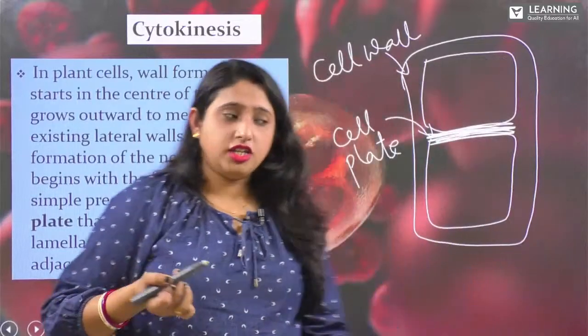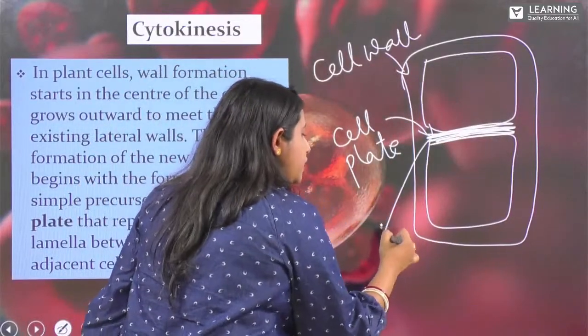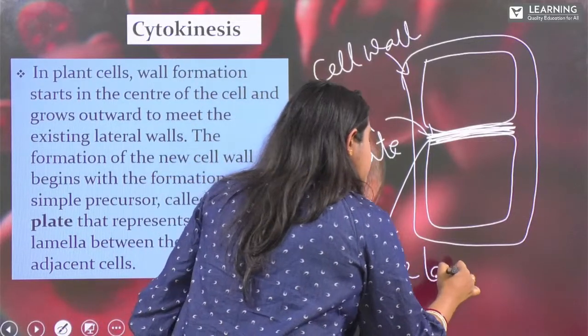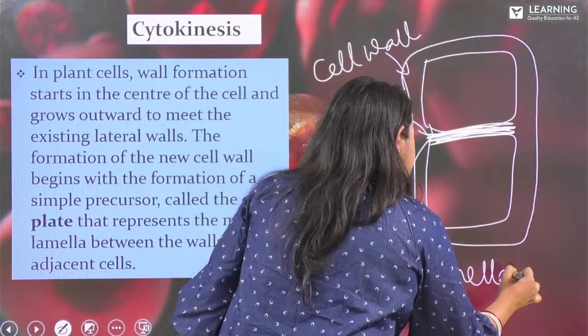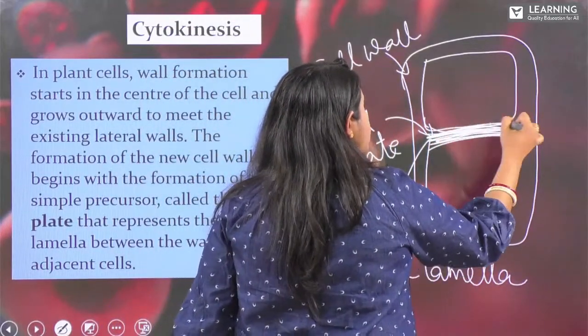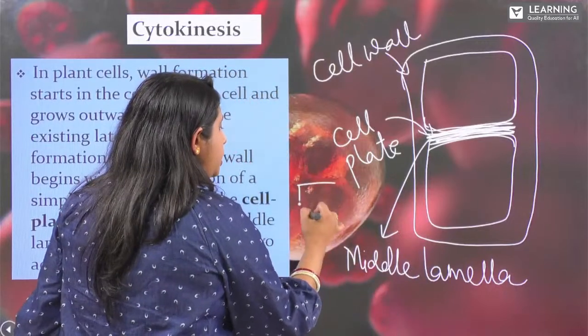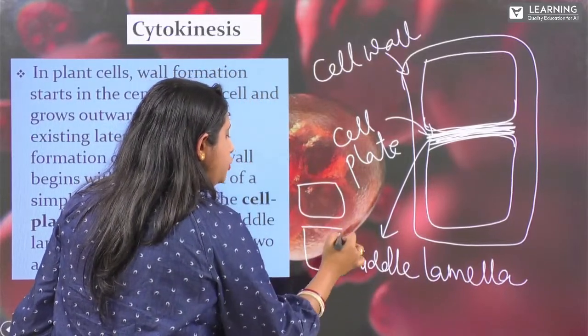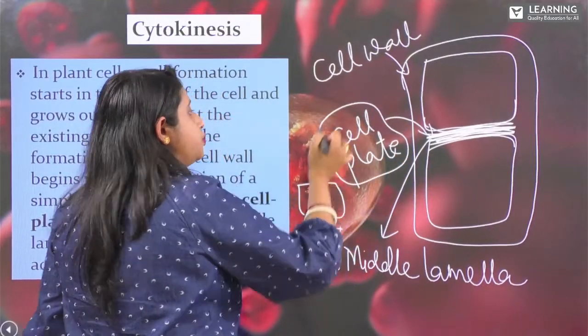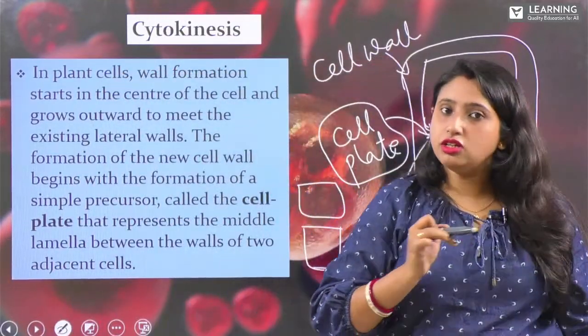So this cell plate is further known as what? The cell plate is also known as middle lamella. So that is how the cell will now separate and form two individual cells. The cell plate is responsible for separating the two cells.